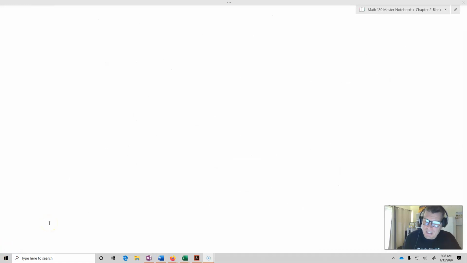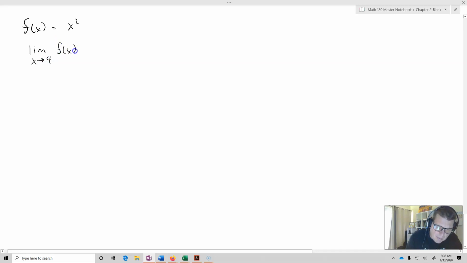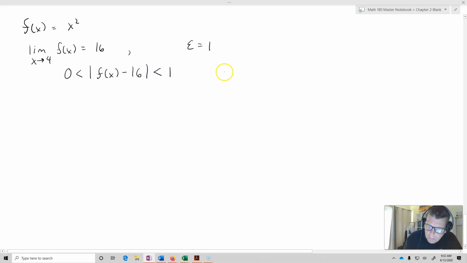Let's take the same example and look at one where it doesn't have the same exact value. So we'll use f of x equals x squared again, and we want to know the limit as x approaches 4 of f of x. We know that equals 16, but let's instead use epsilon equals 1. This will give us a different set of values. So now epsilon equals 1, we've got 0 less than the absolute value of f of x minus 16, less than 1. So that's an open interval of 15 to 17.